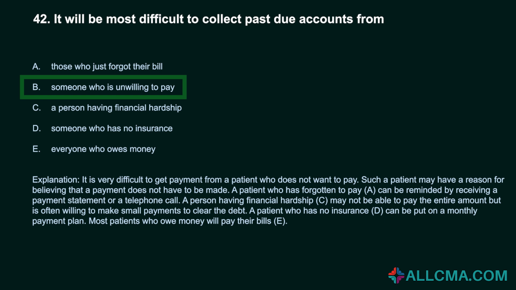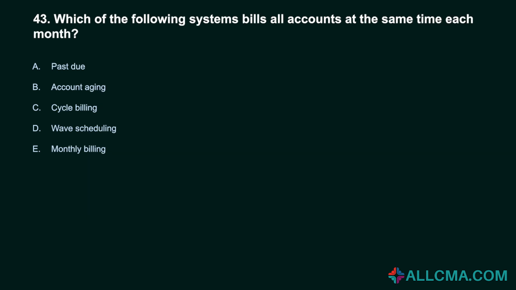A patient who has no insurance, D, can be put on a monthly payment plan. Most patients who owe money will pay their bills, E. 43. Which of the following systems bills all accounts at the same time each month?